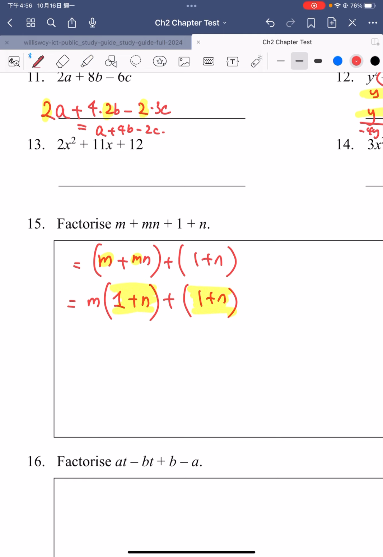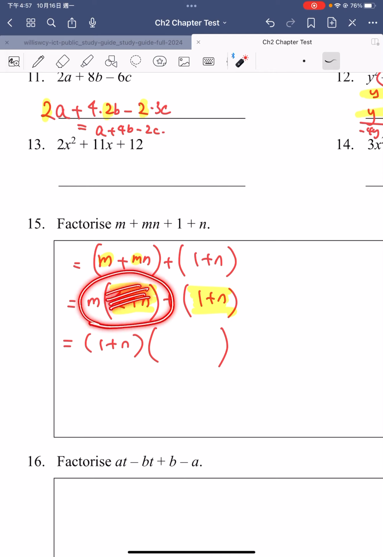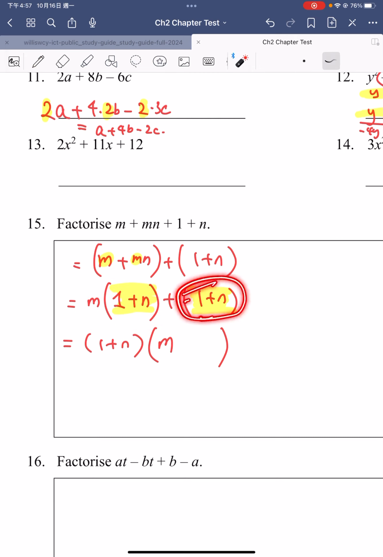So we can now take out the 1 plus n as the common factor. After you take out something, you need to add a bracket as well. So m times 1 plus n, you take out the 1 plus n already, so what we have is just the n. And for the second term, we have the 1 plus n, you're taking out the whole thing, what you're left with is just the 1. So now we have 1 plus n times m plus 1. So that's the answer for question 15.